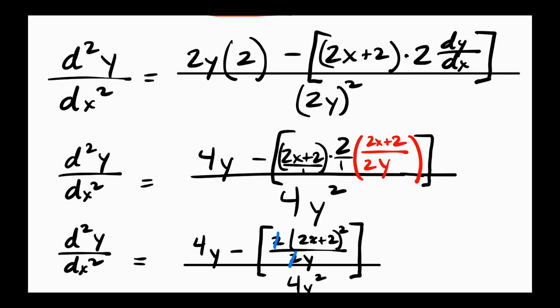Oh, because I just multiplied. 2 squared is 4, and then y squared is y squared. So I just took away the parentheses. It's the same thing. I just simplified it a little bit.